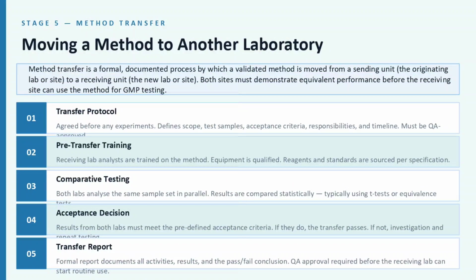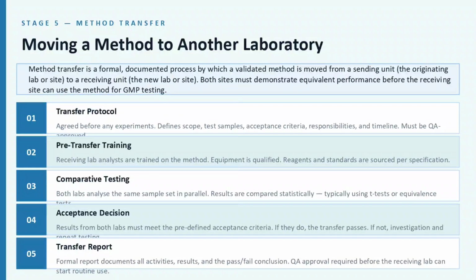Stage 5, Part 1. Method transfer. When a product moves from one site to another, or when a contract laboratory takes over testing, the validated method must be formally transferred. This is not simply emailing the SOP to the receiving lab and assuming they can run it. Method transfer is a formal, documented process with regulatory implications. It works in 5 steps.